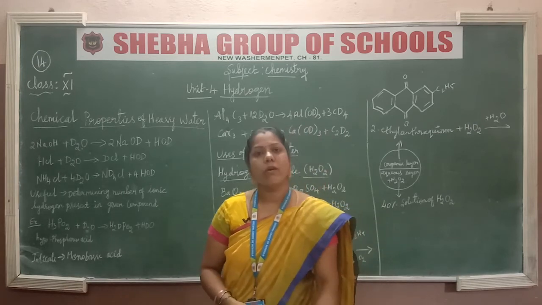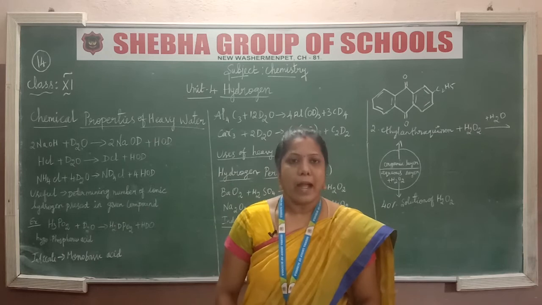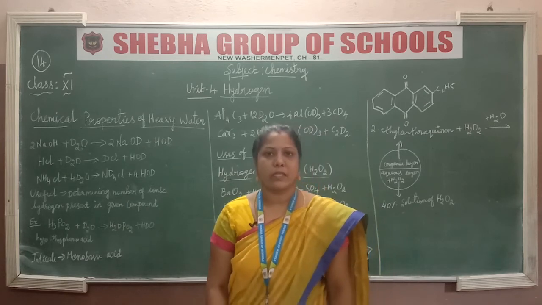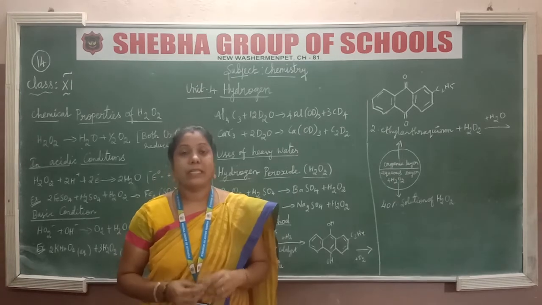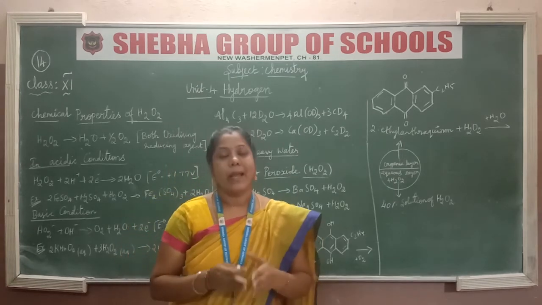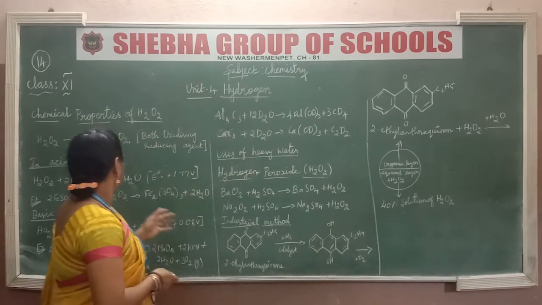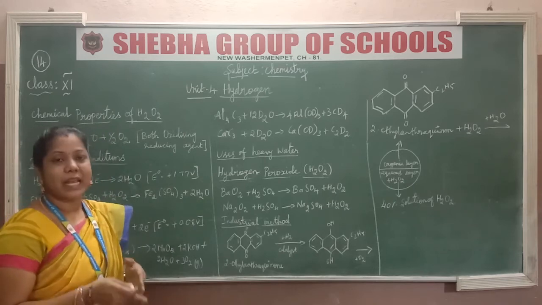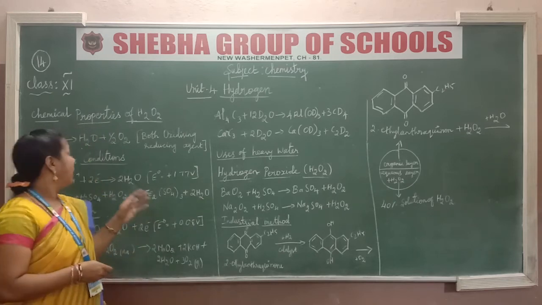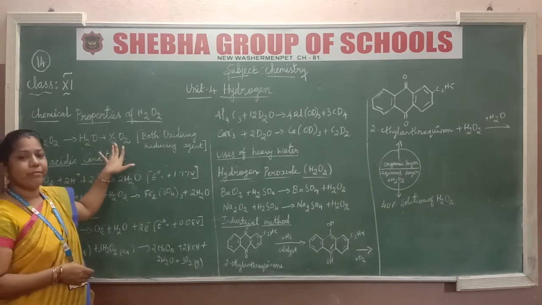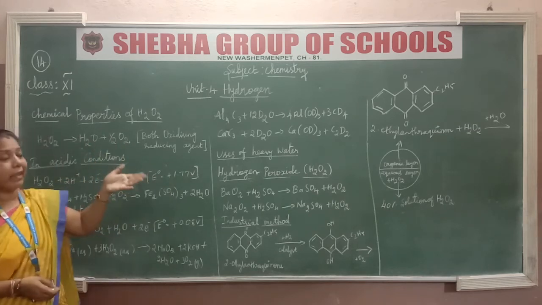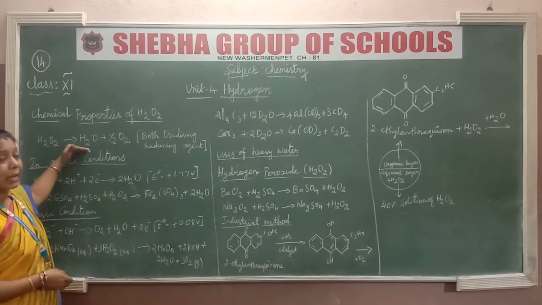Now move on to the chemical properties of hydrogen peroxide. Okay students, now go for the chemical properties. For the chemical properties of hydrogen peroxide, it decomposes, and we can get water molecules and half a molecule of oxygen gas. Okay, so these are the chemical properties.